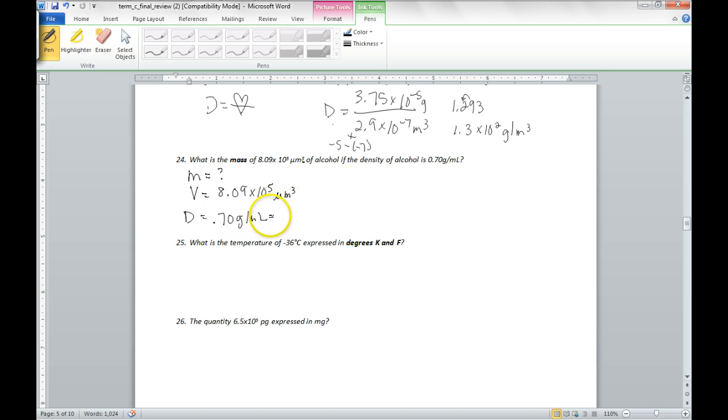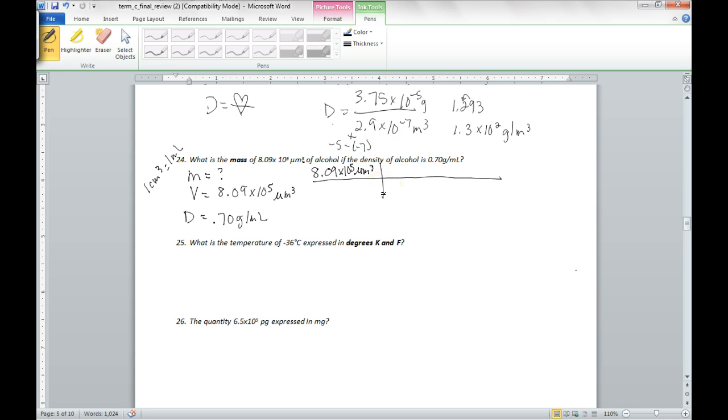Okay, so are these in the same unit? No, they're not. So we have to convert one. We can either convert this to grams per micrometer cubed, or we can convert this to milliliters. And I think it's easier to go to milliliters. So first step, we're going to start off with what we're given, which is going to be 8.09 times 10 to the 5th micrometers cubed, and we have to go to centimeters cubed because that's a conversion factor. I know that 1 centimeter cubed is equal to 1 milliliter.